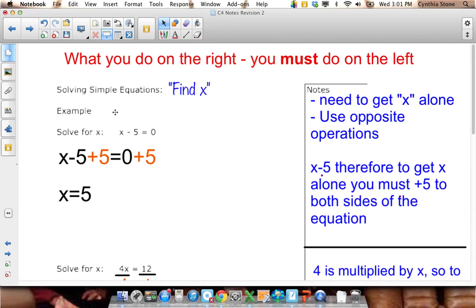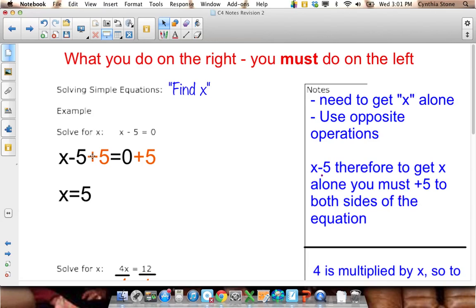So when I say solving simple equations, let's just find x. That's all it means. Solving means find x. So what we need to do is get x by itself to find out what it is. It has to be sitting, usually on the left-hand side of the equation, by itself. So you end up with a statement that says x equals blah. And the way that you do it is you use opposite operations.